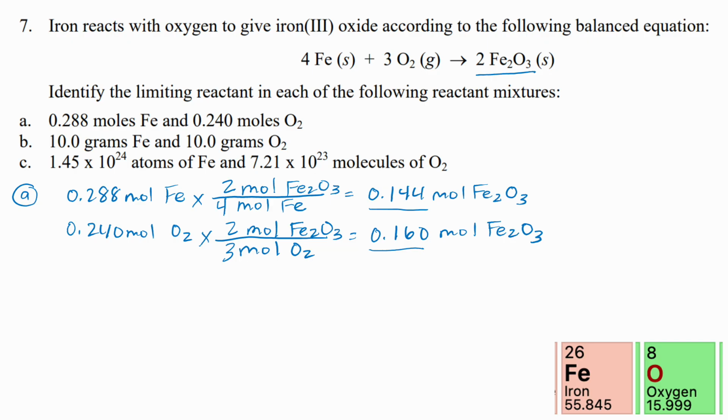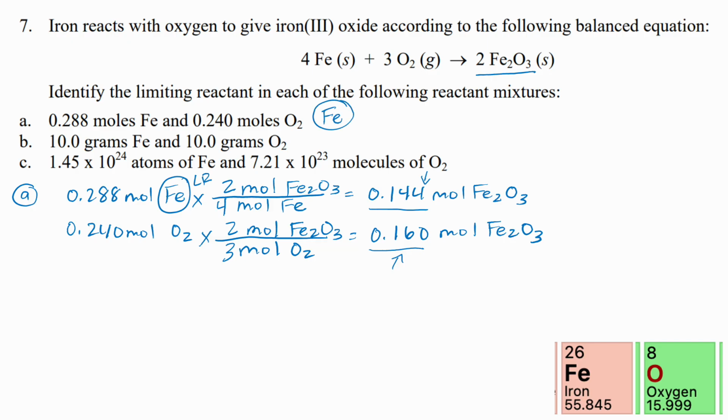So now looking at these two theoretical yields, I have 0.144 and I have 0.160. So as we can see, this number is clearly smaller, which means after iron produces that 0.144 moles of our product, there is now no more iron left, which means this number is impossible to make. So that means our smaller amount is our theoretical yield, and whatever produces the smaller amount is going to be our limiting reactant. So for A, our limiting reactant is going to be iron.